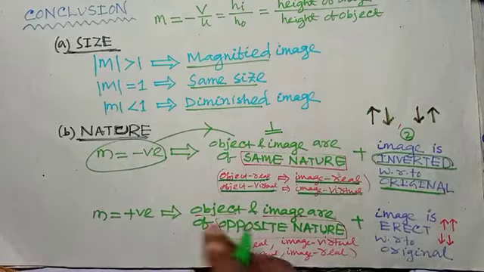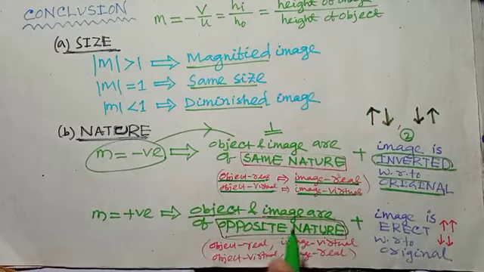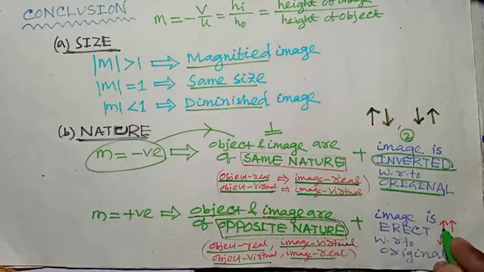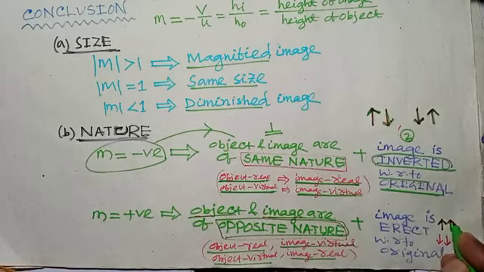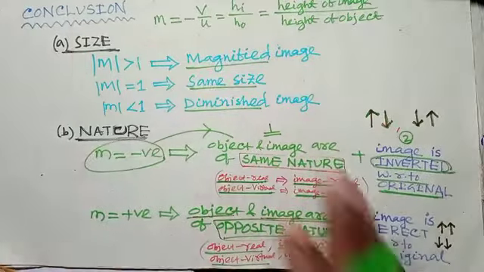Positive M indicates that object and image are of opposite nature. By opposite nature we mean that when your object is real, then your image will be virtual. When the object is virtual, your image will be real. This is point number 1. And point number 2 is that the image is erect with respect to the original. If the original object was in upward direction, then your image will also be in upward direction. If your object is in downward direction, then your image will also be in downward direction. These are the conclusions that we get from the value of M.